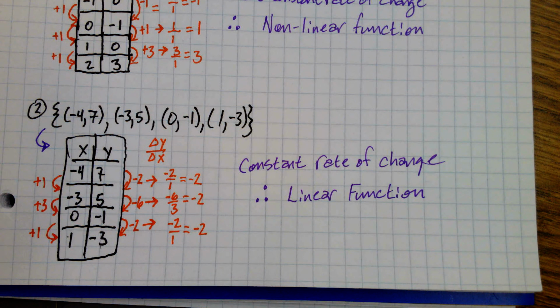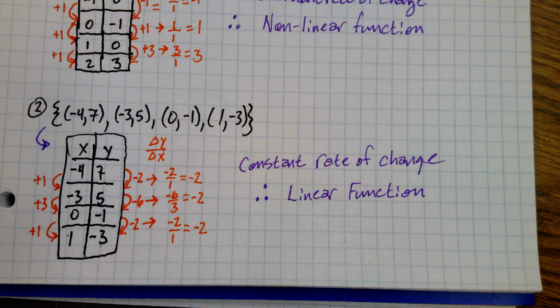So basically that's what we're going to be doing today. You're going to be looking at ordered pairs, sometimes in tables, sometimes as ordered pairs. And then you've got to decide, is it linear or nonlinear? Any questions? Okay. Okay, anybody still writing something?